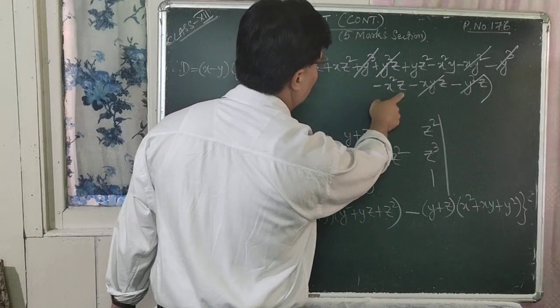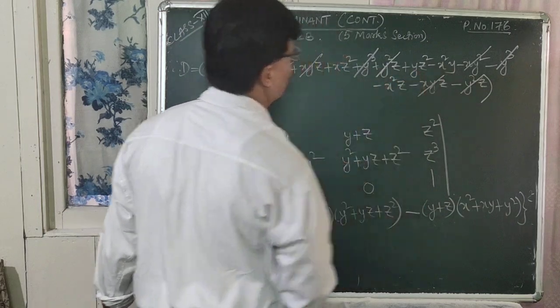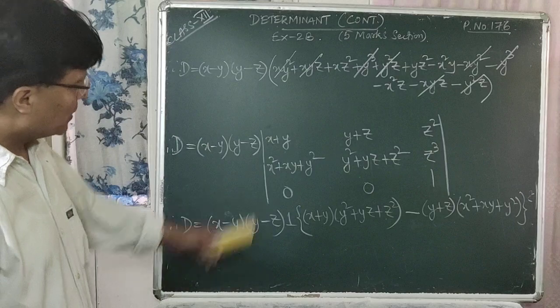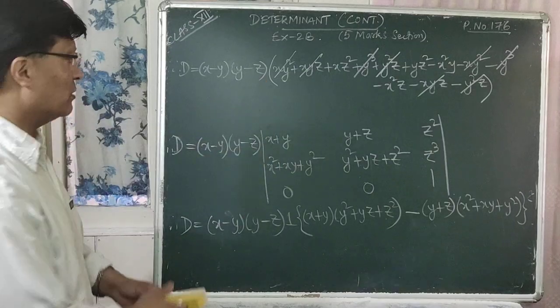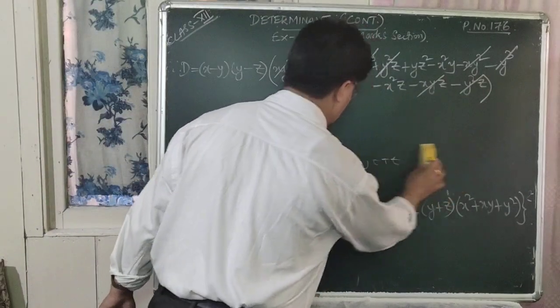xz square, x square z. You cannot cancel them. yz square, minus x square y. You cannot cancel it. So these are the remaining 4 terms. So let us simplify it once again.